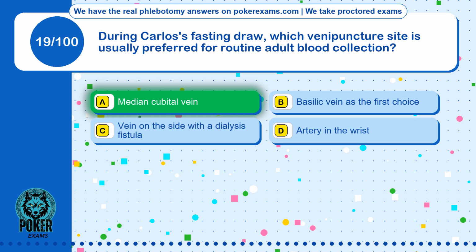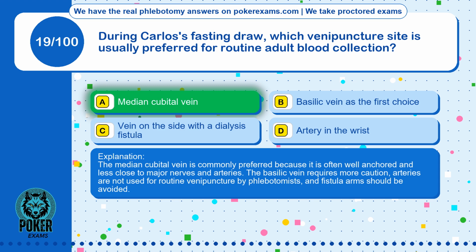Median cubital vein. The median cubital vein is commonly preferred because it is often well anchored and less close to major nerves and arteries. The basilic vein requires more caution, arteries are not used for routine venipuncture by phlebotomists, and fistula arms should be avoided.